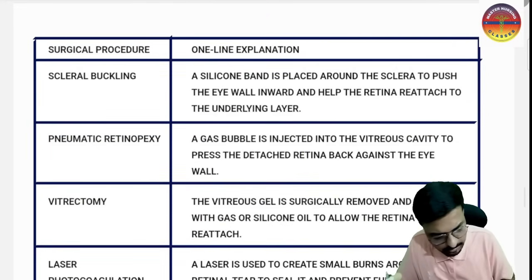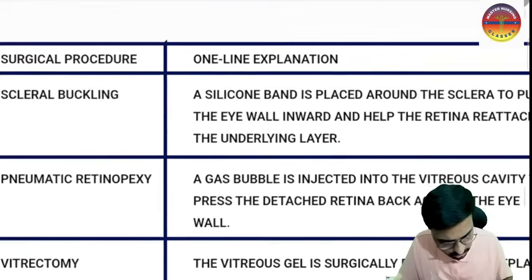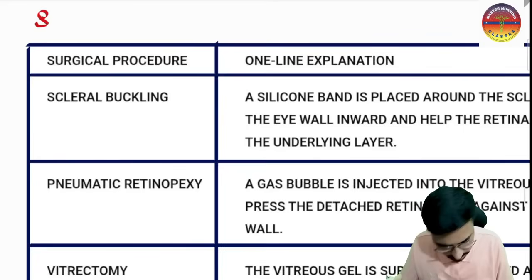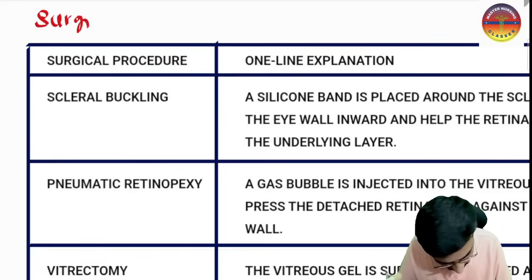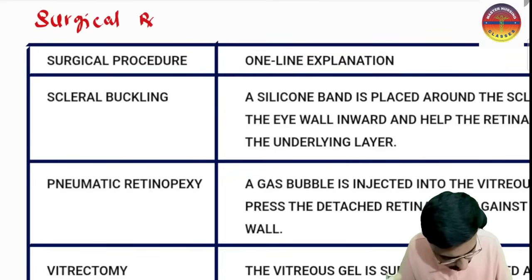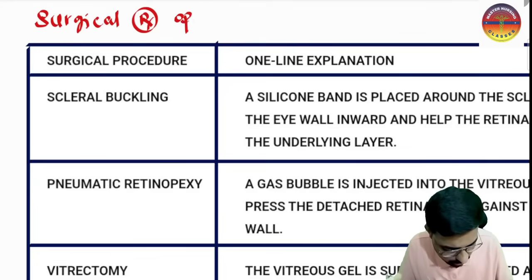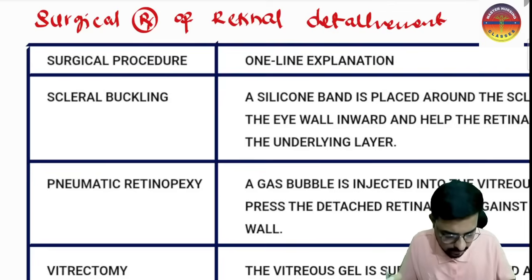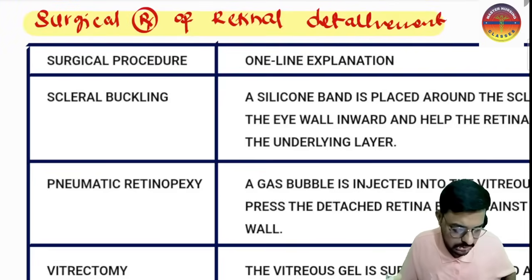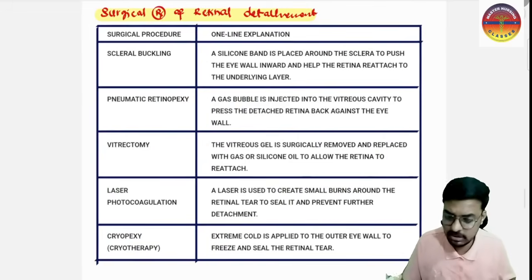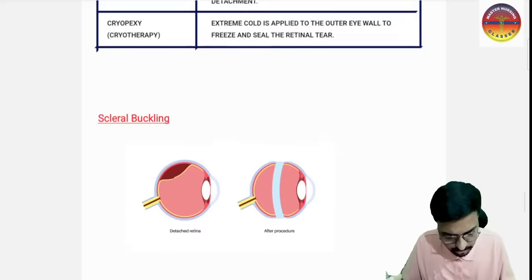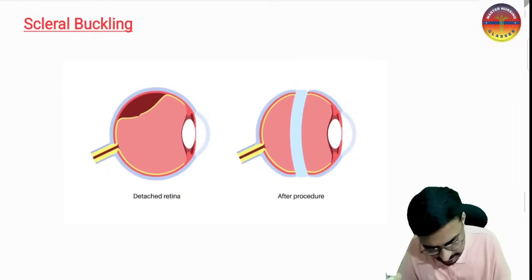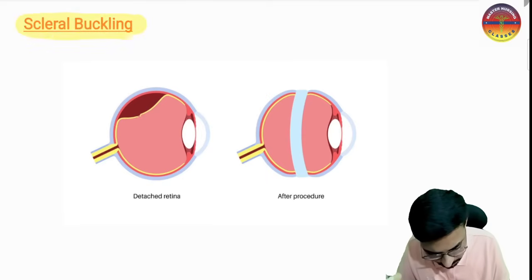Okay, so here we have some treatment options. That is most important for the exam. That is the surgical treatment of retinal detachment. So how are we going to treat the retinal detachment? The retina has detached, so we are going to reattach it. How, sir? You can see in this image, that is by applying the buckle on the sclera.